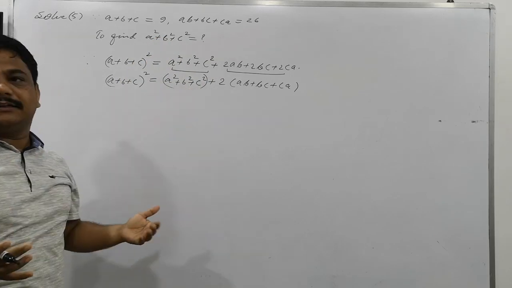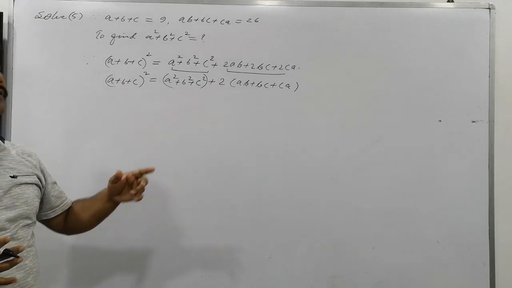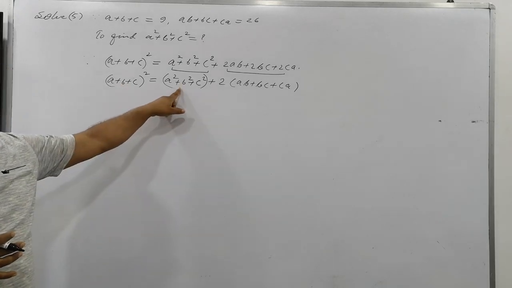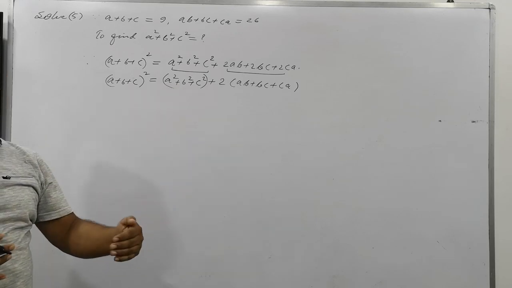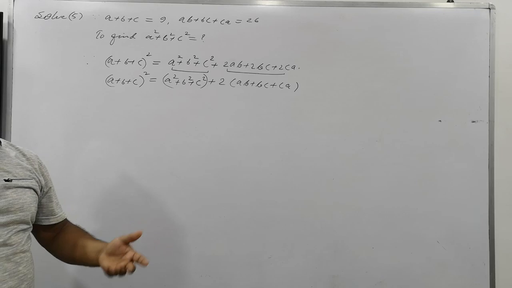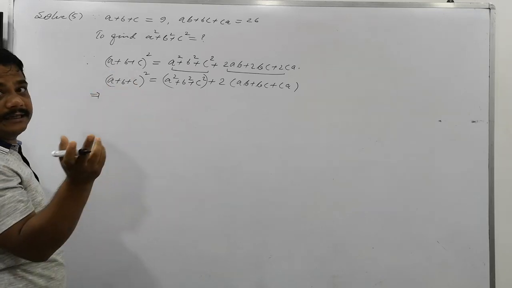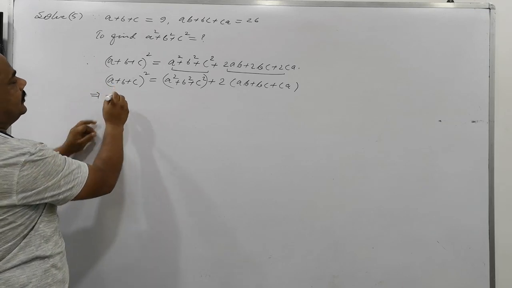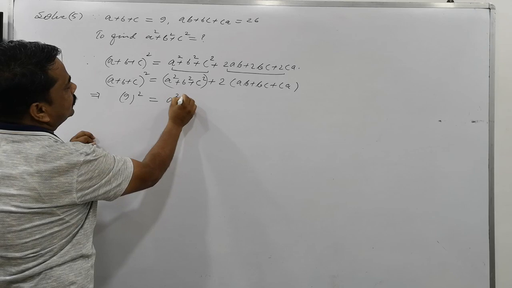So the known values are here. What are the unknowns? The unknown is still there. In any mathematical equation, the known terms are to be substituted and the unknown terms calculated. Is that clear? So in place of this, what will we put here? Obviously you can tell me. It's 9, and here this is to be found out.